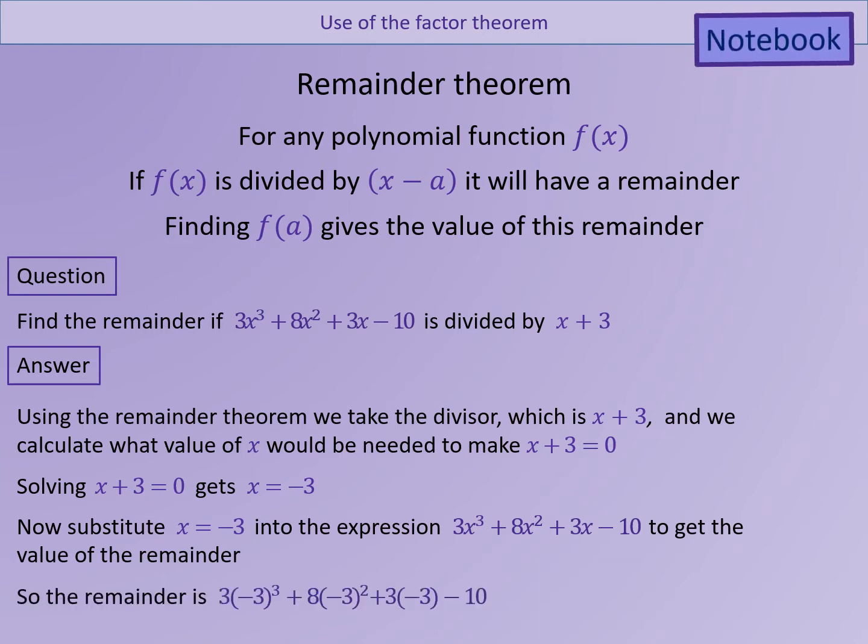So here is the working out for that. Again, brackets are useful when you are doing this on paper, so you can then see where the negative terms are and where the positive terms are, and it works out that if you work through the maths you end up with a value of minus 28. So when you divide 3x cubed plus 8x squared plus 3x minus 10 by x plus 3, you will get a remainder of minus 28.